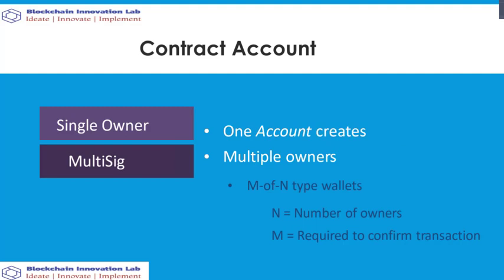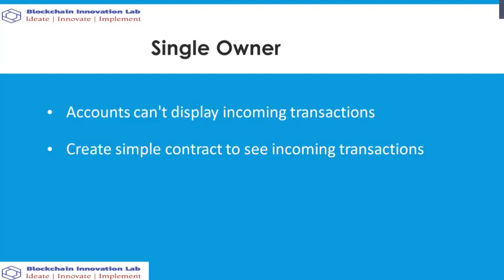What is a contract account? You have two different kinds: single user and multi-sig, as I already told you. So one account has multiple owners. That means there will be one account, but multiple owners. There will be one smart contract, and multiple people who would be accountable for that smart contract to function well. The number of owners, M, is the number required to confirm the transactions here.